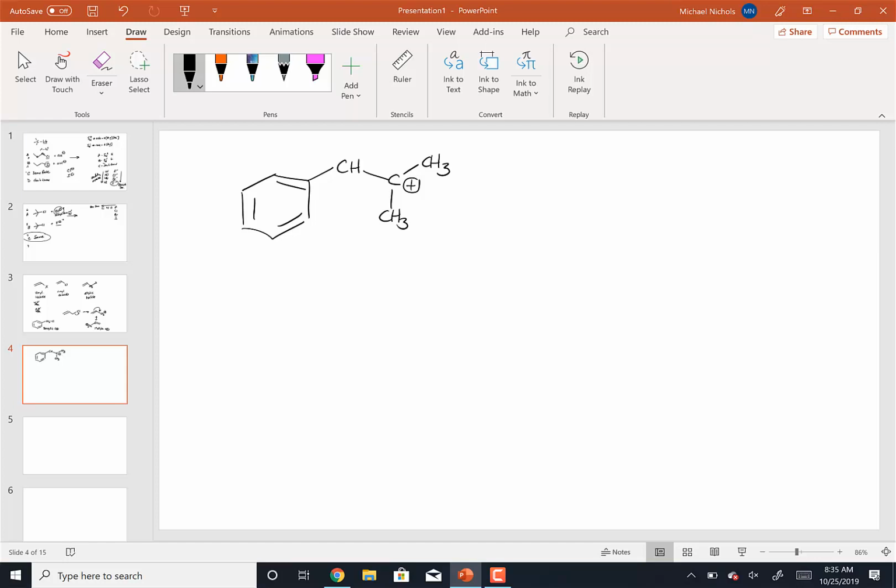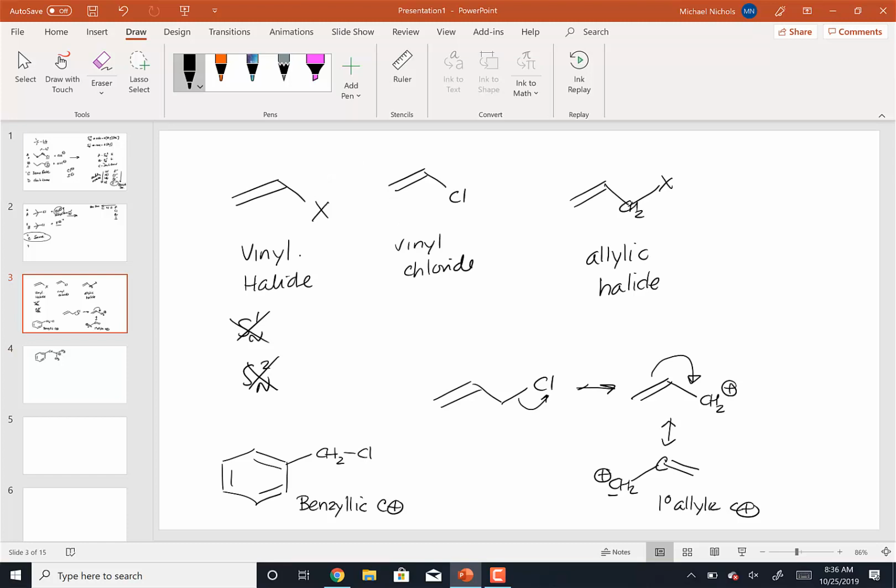But benzylic systems are also very stable. Apparently not as stable as the tertiary system, at least in this one. So that's why they put those in the book. Benzylic carbons, if I go back here, this benzylic still being primary will undergo SN2. So benzylic and allylics will undergo SN2, and they will also undergo SN1.